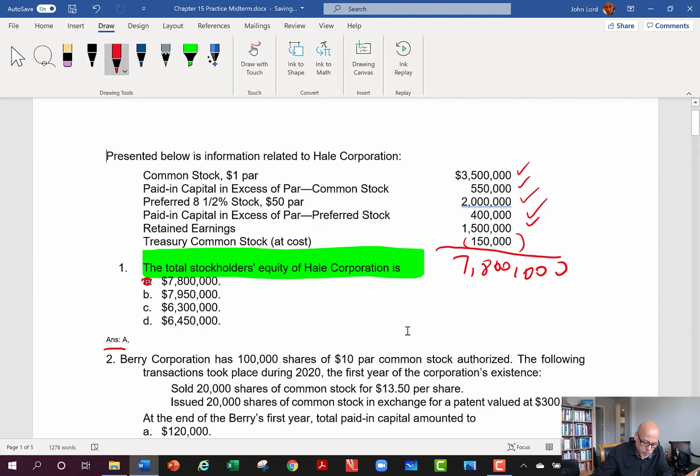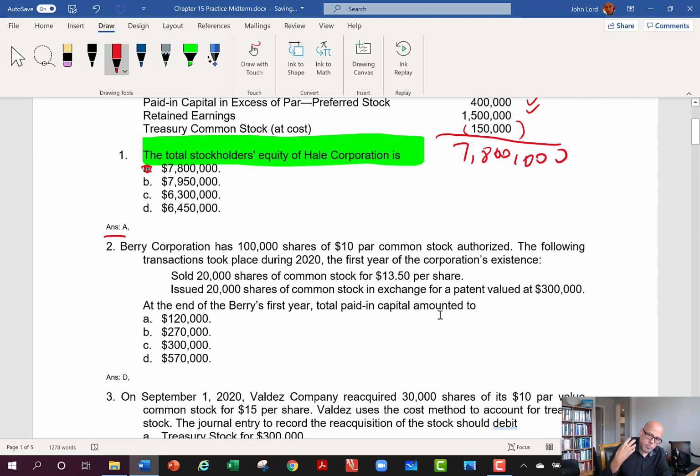Okay? All right, so that's not too tough. Again, it's just important that going in, you know what constitutes the stockholders' equity, and then knowing how to deal with that treasury stock, of course, is a subtract, a contra equity account, if you will. All right, good. Let's take a look at this next one.